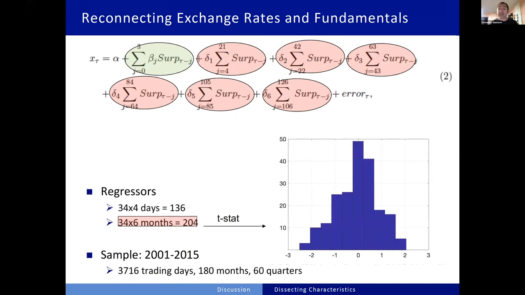Unfortunately, I couldn't run the regressions because Jenny and Vanya couldn't share the data with me, but they shared with me the coefficients of the regression for these lagged effects. And here is the histogram with the t-statistics of these coefficients. So here we have 204 coefficients, and you see that few coefficients are significant. Only less than 5% are larger than 2.